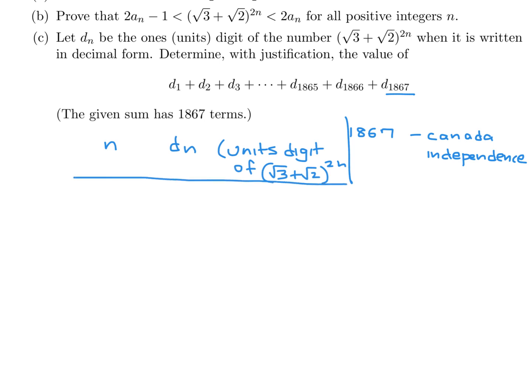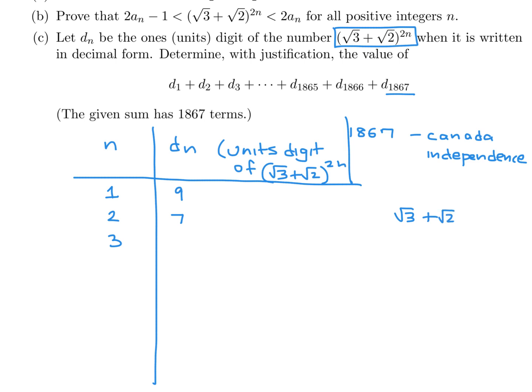Okay, and then let's see if we get a pattern. Now, you guys can do this. You just take a calculator, put in a value of n, like for example when n is 1, and then figure out what the units digit is. And I did that, so this is a 9. When n is 2, it becomes a 7. For example, when n is 1, it would be root 3 plus root 2 to the 2 times 1, and this is 3.14 approximately squared, and that would be 9 something. So this is the units digit, and that's why I put a 9 there, just in case you're wondering how I figured that out.